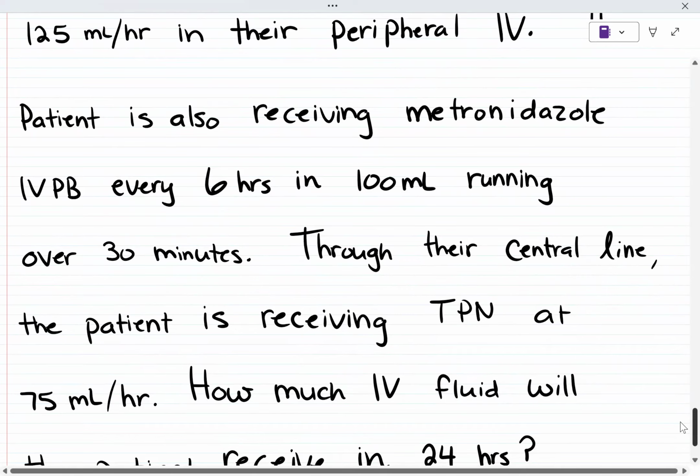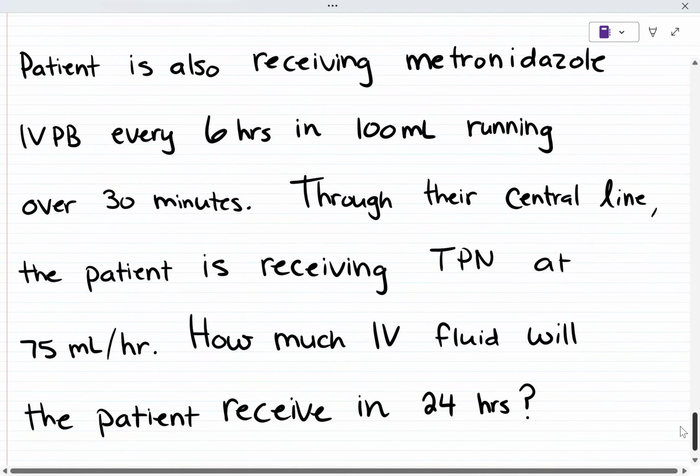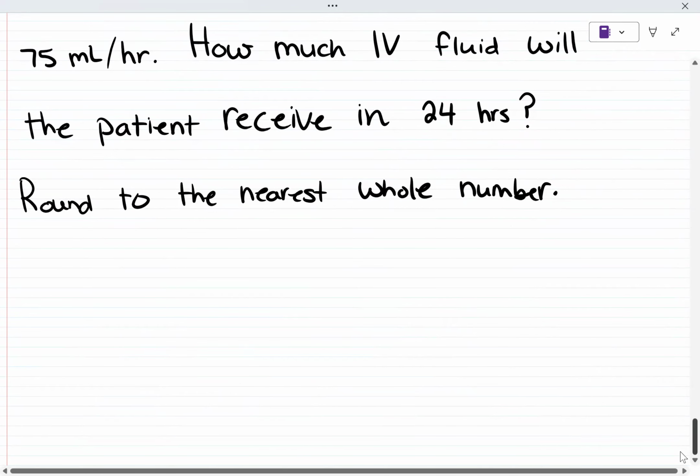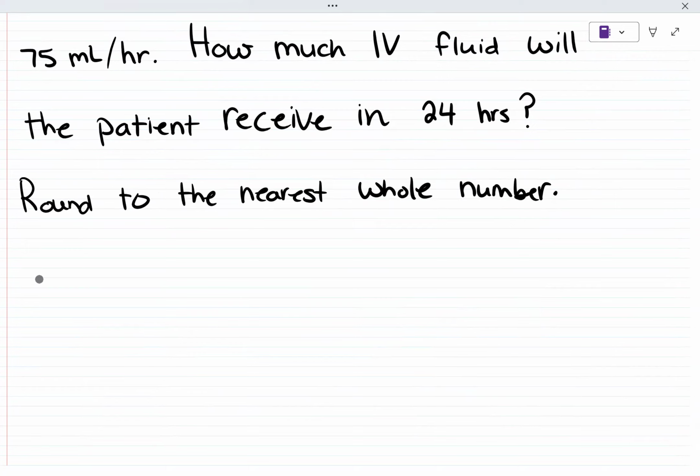So how much total IV fluids will the patient receive in 24 hours? Round to the whole number. This one's just like example two. We just have to list all the medications we're taking. So our final answer has to be in milliliters. So let's start with the LR, lactated Ringer's.